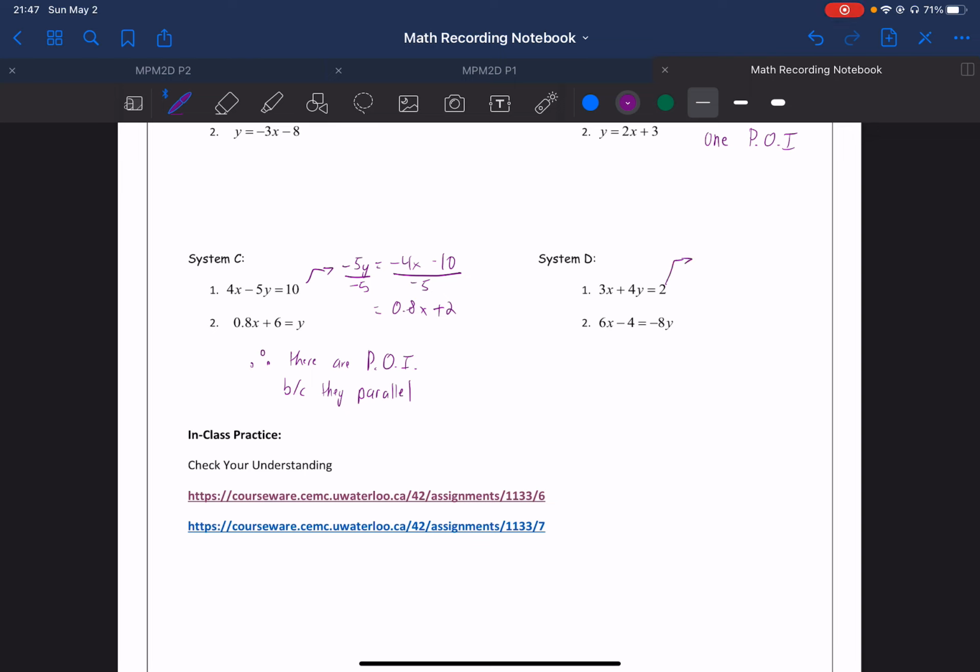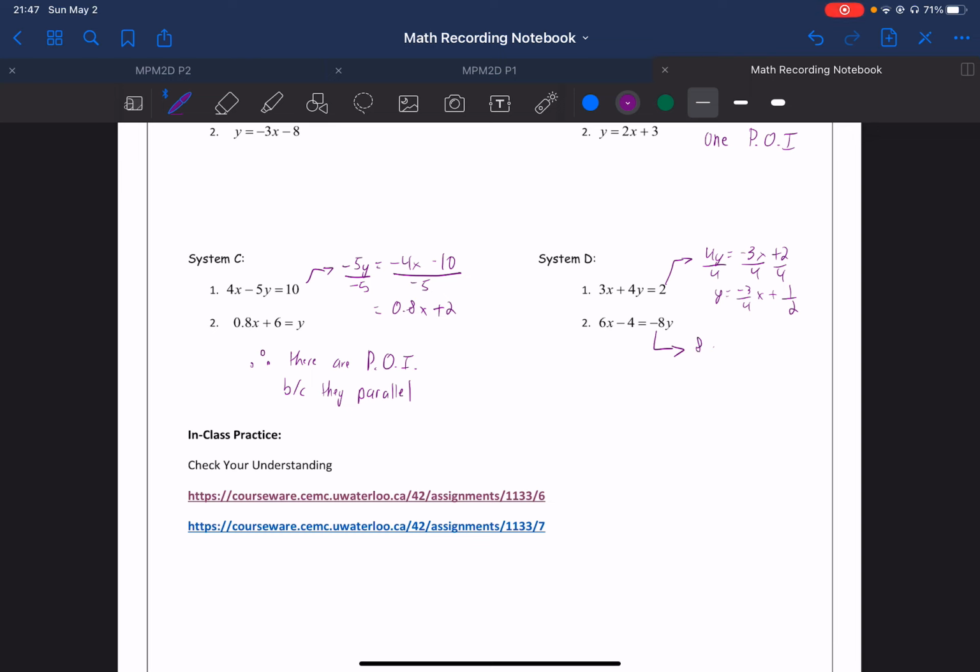Let's put these both in y-intercept form. So we got 4y equals negative 3x plus 2. Let's divide these by 4. So we got y equals negative 3 over 4x plus 1 over 2. Okay, we're good there. This other one, let's do the same thing.